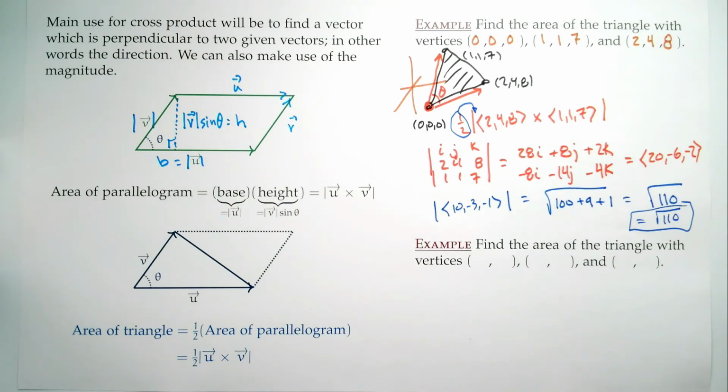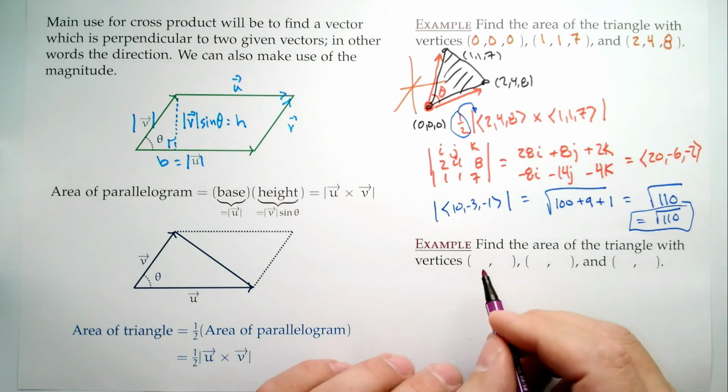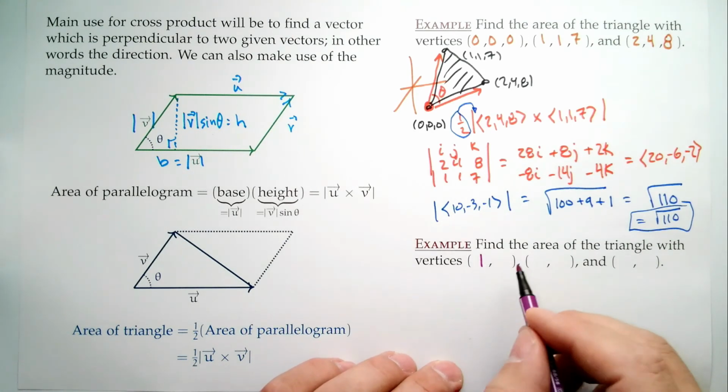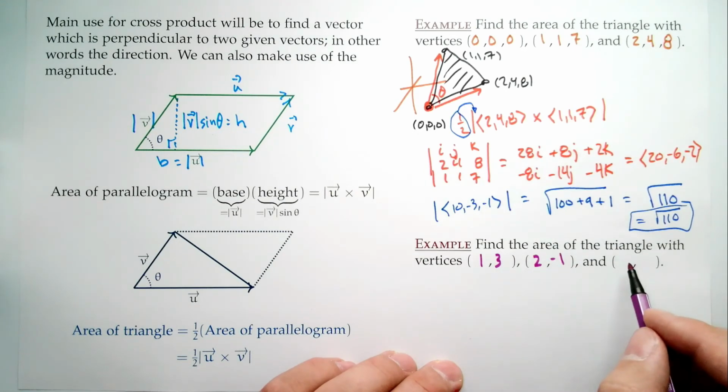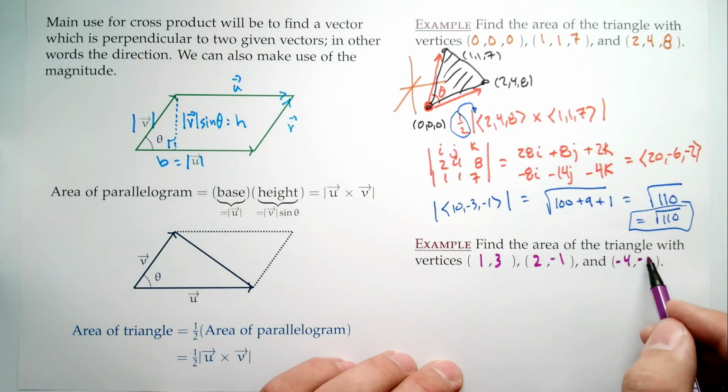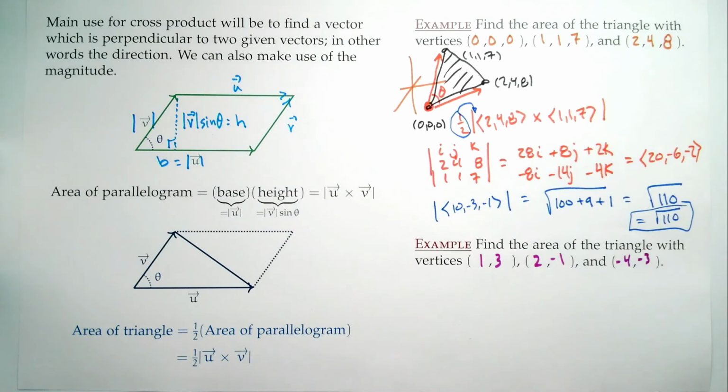Now here's another question. Suppose we change it up, and to help speed things up, find the area of the triangle. Well, you have 1, 3, 2, -1, and -4, and -3. Suppose you wanted to find the area of the triangle with those vertices. What do we do? Okay, now, what do we want to do?